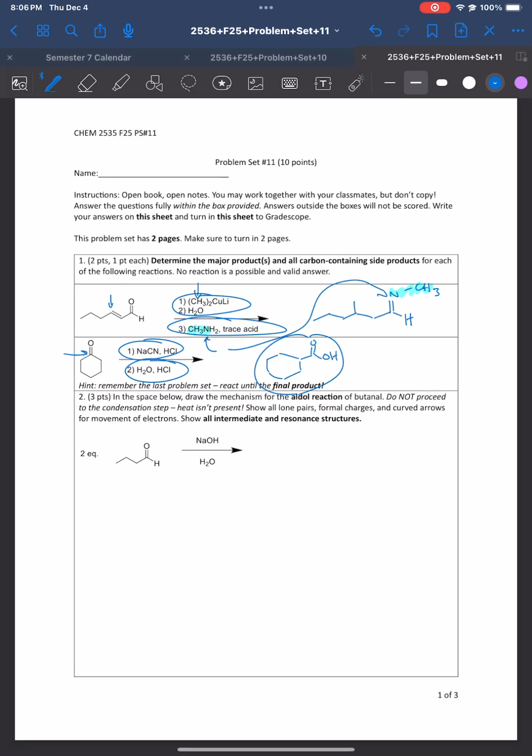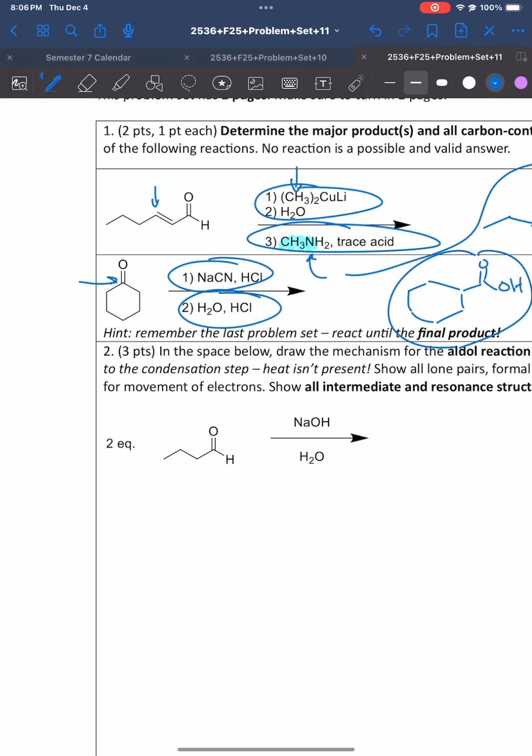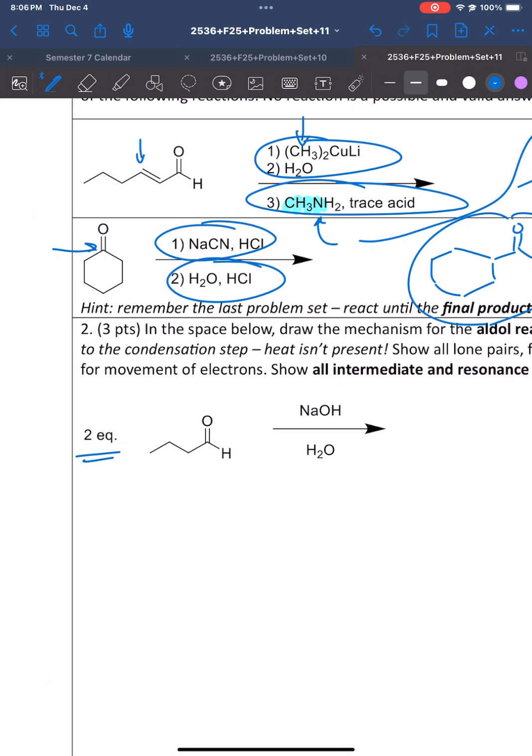All right, so next up, we have question 2 in the space below. We're doing mechanisms for the aldol reaction of butanal. So we have this aldehyde here, and there's two equivalents. Whenever I see something like two equivalents, I always like to draw them out just so I can see what is going on visually.